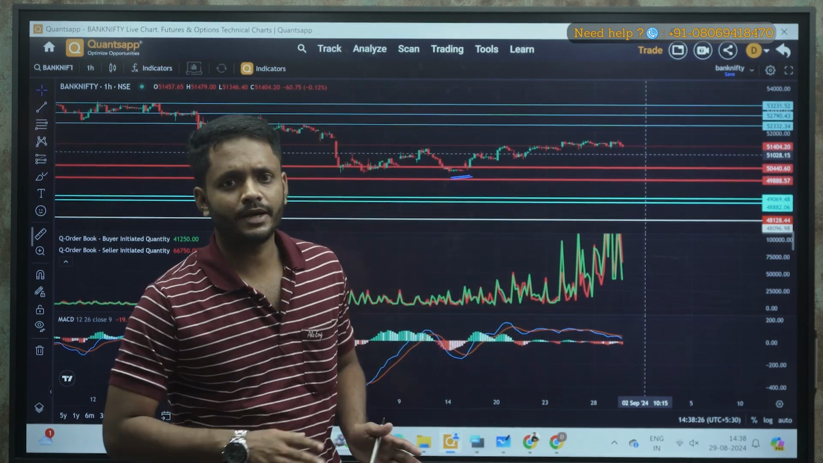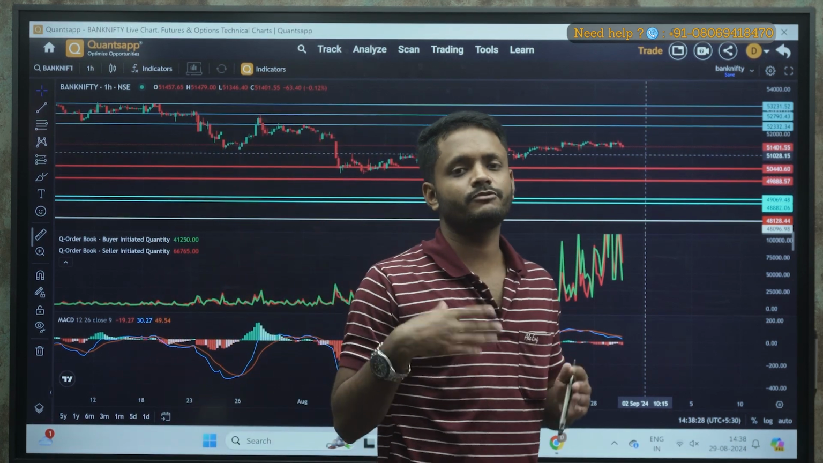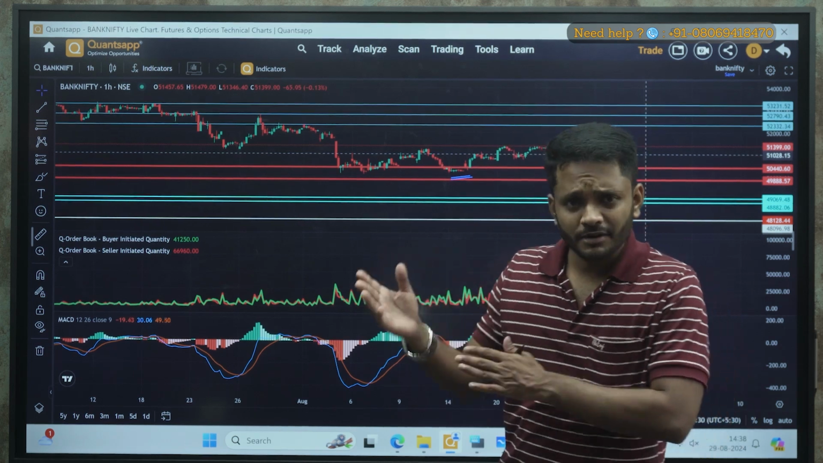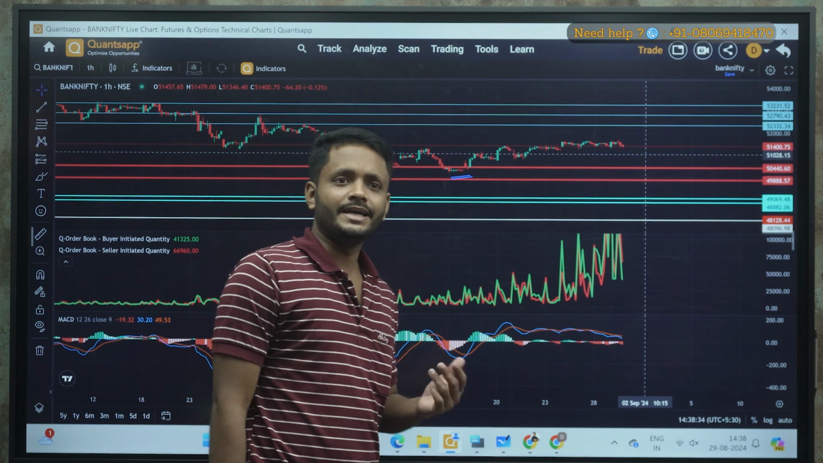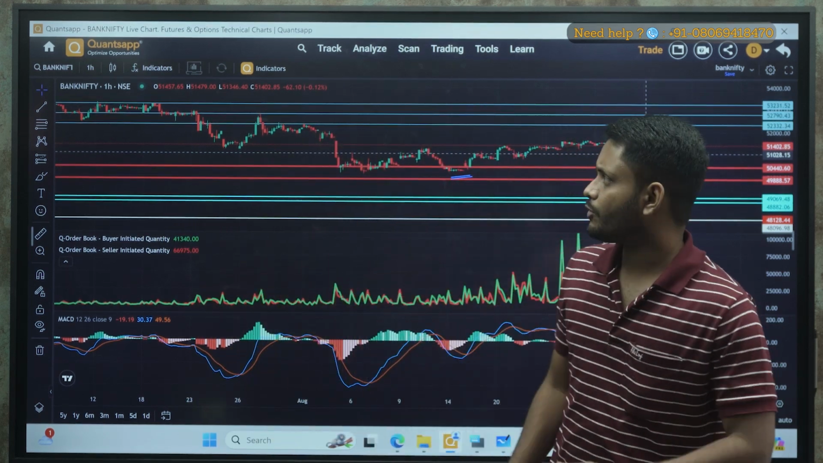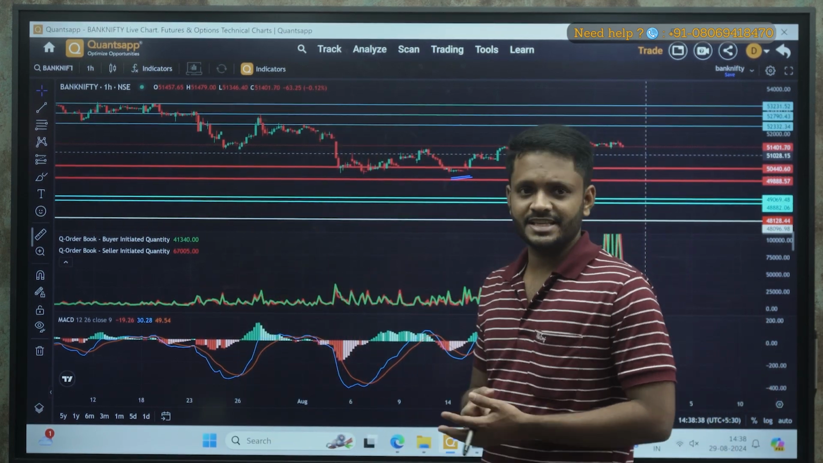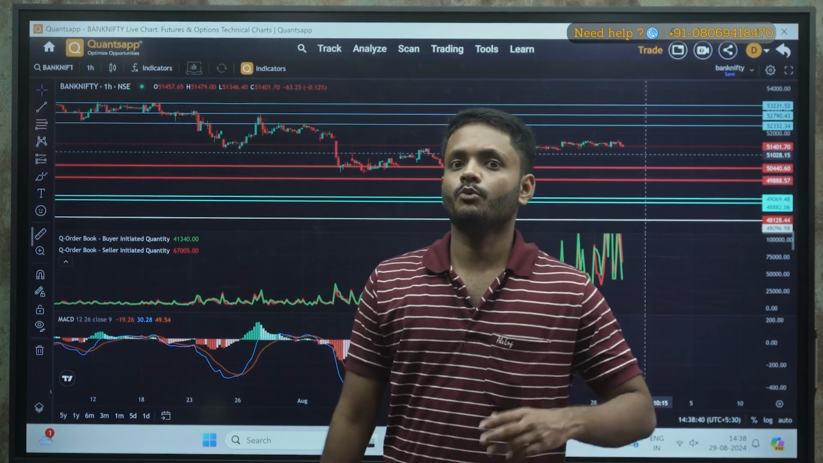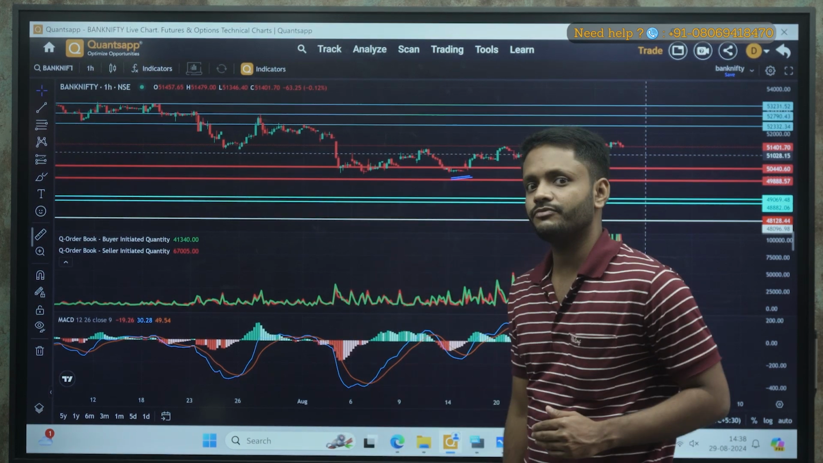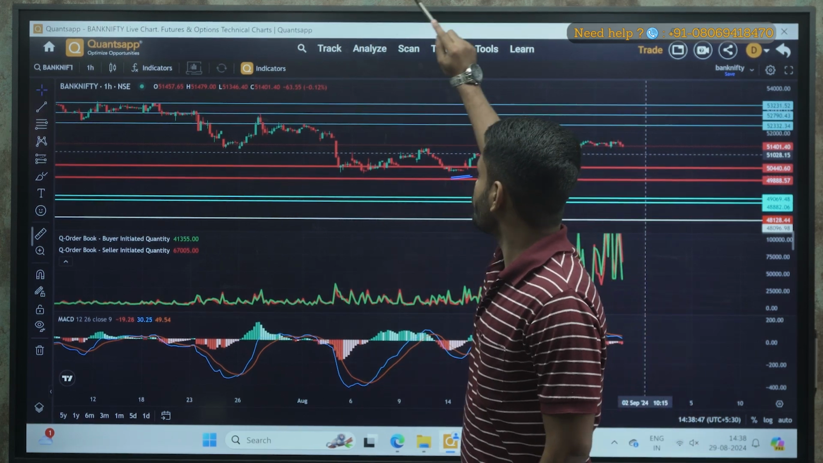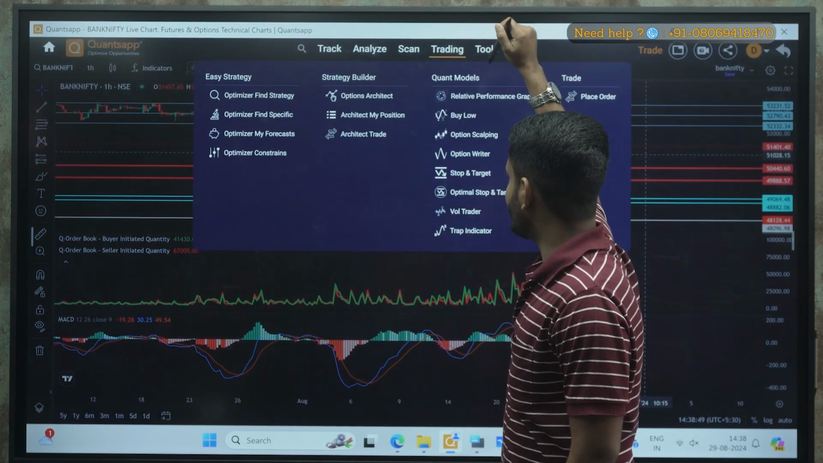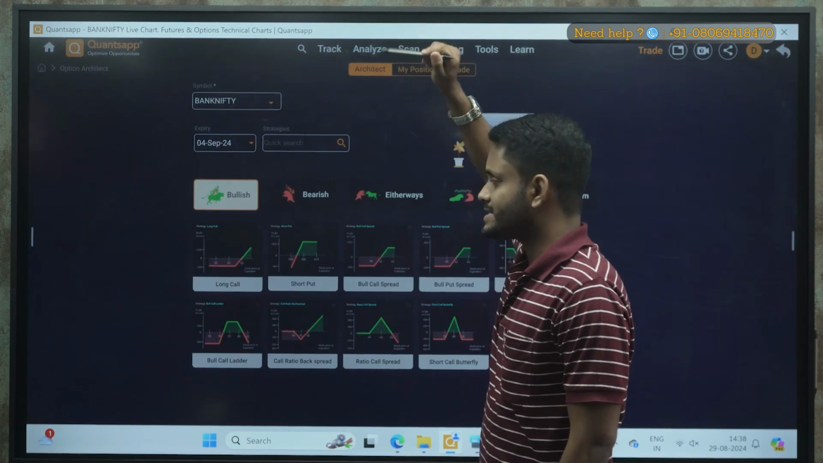Or else if you are trading the monthly expiry, say for example, if there is more than 15 days left for the expiry, then it is preferred that you go with debit strategies. But for the immediate expiry, that is on 4th September, what I can see is 51,500 and 51,000 are the levels. So what I will do is, let's go to trading, let's go to options architect.